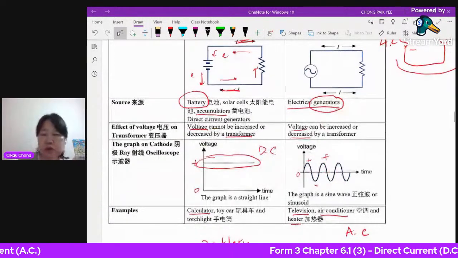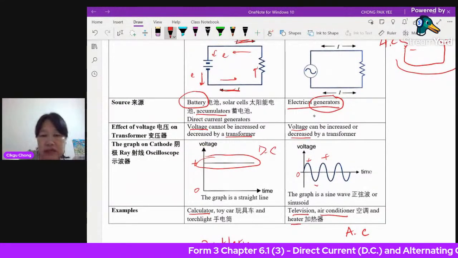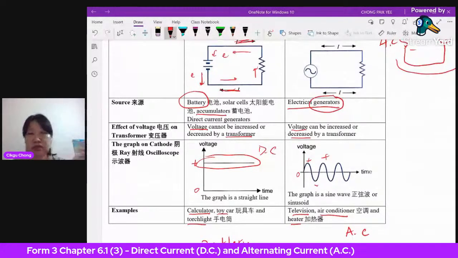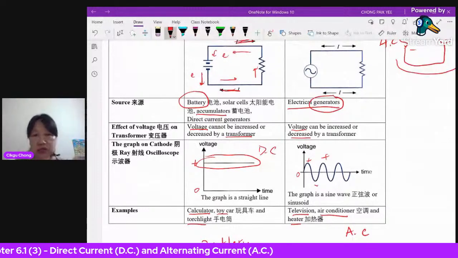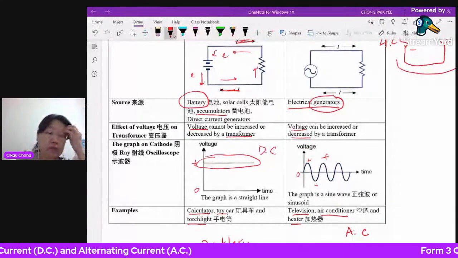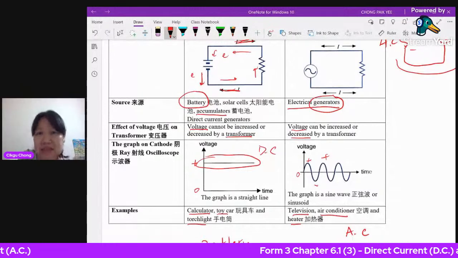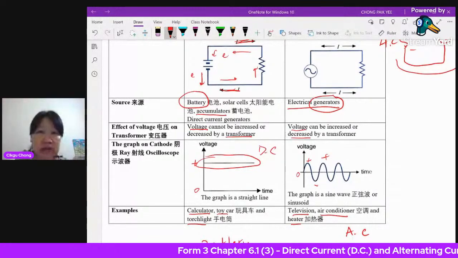Okay, so examples of DC: calculators, toy car, anything, just literally think of all the things that you can use a battery for. Calculator, you put batteries, okay? Handphone, also you put battery, correct? The battery is rechargeable, right? That is also DC. Our handphones use DC.